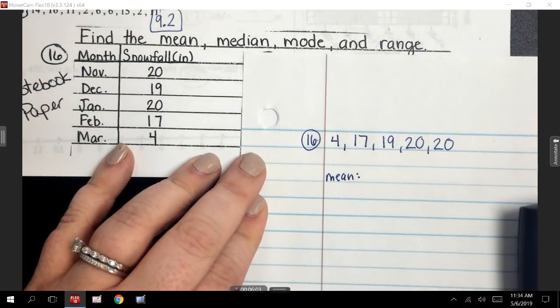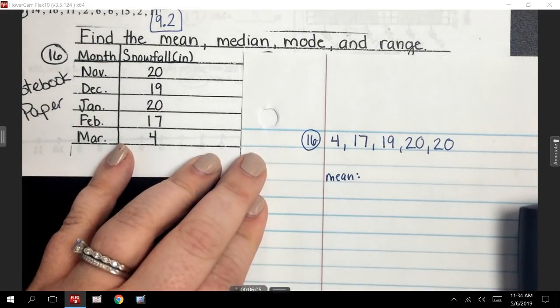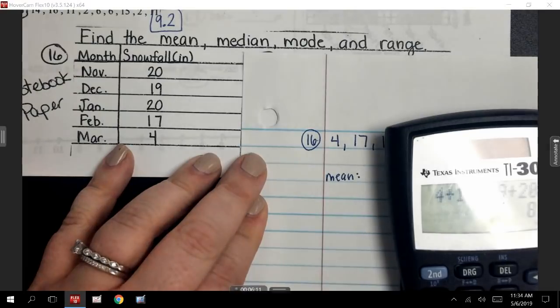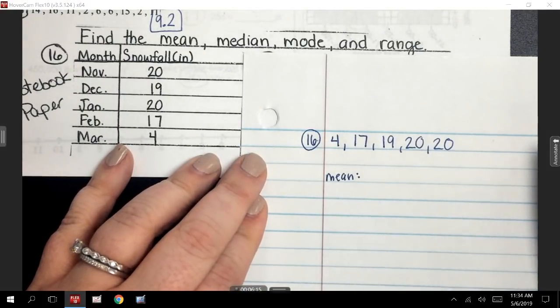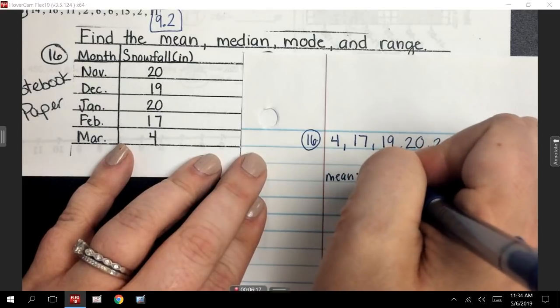So I'm going to add those up. There were 5 in my list. 4 plus 17 plus 19 plus 20 plus 20. I got 80, and I'm dividing that by 5. So for my mean, I get 16.